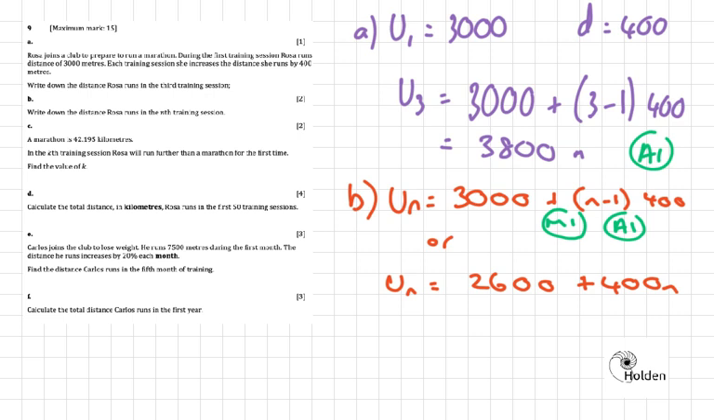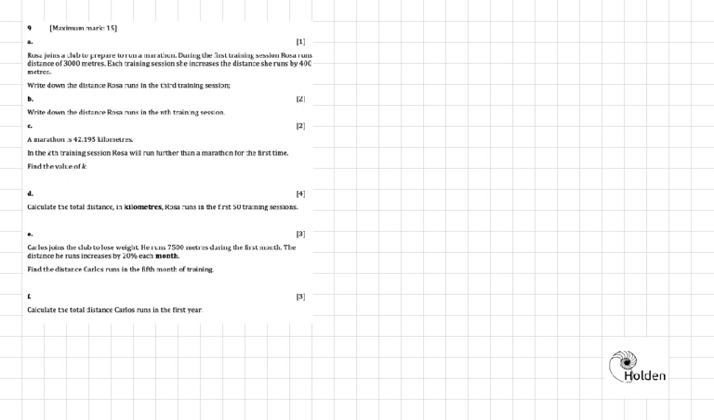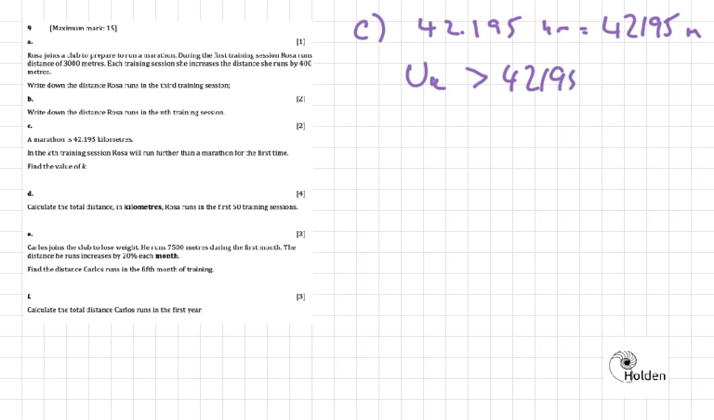Well, something that we need to be aware of is that our formula is currently in meters. So let's start a new page. So for part C, let's say that 42.195 kilometers is 42,195 meters. So we know that Uk is going to be greater than 42,195.